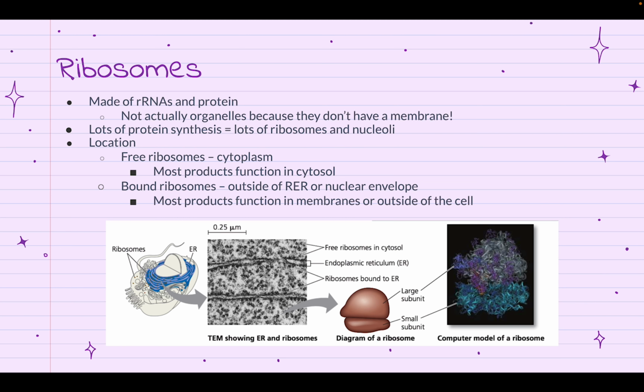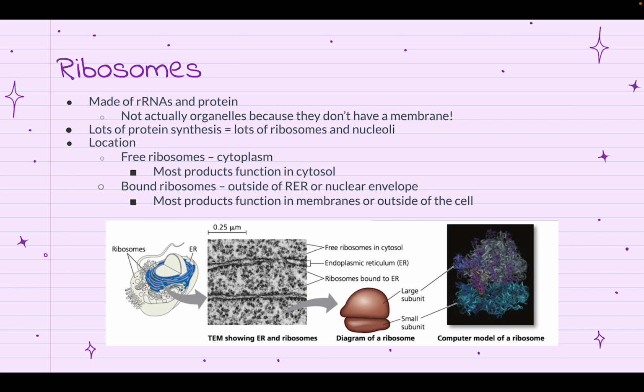So now we're going to talk about ribosomes. Ribosomes are made of rRNAs and protein, and they're not actually organelles because they don't have a membrane. So if you have a cell with lots of protein synthesis, you're going to expect lots of ribosomes to make those proteins and lots of nucleoli to make those ribosomes. Hopefully that makes sense.